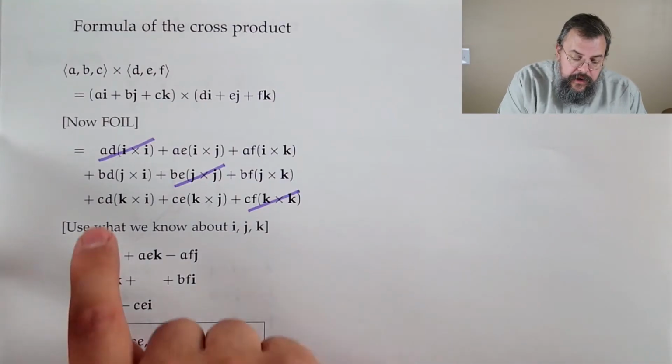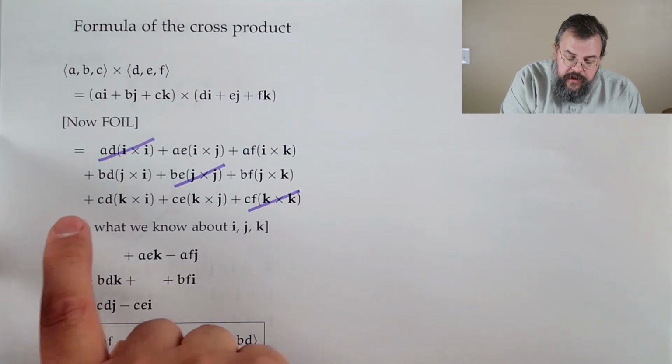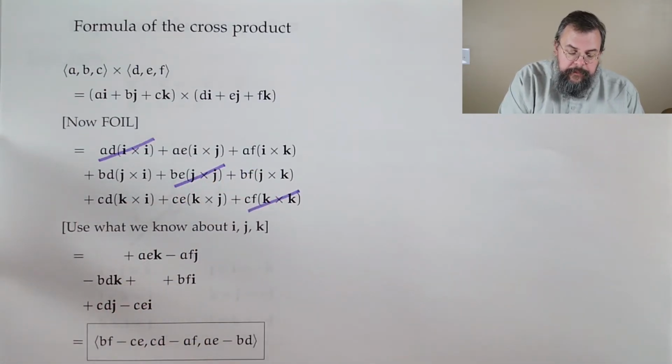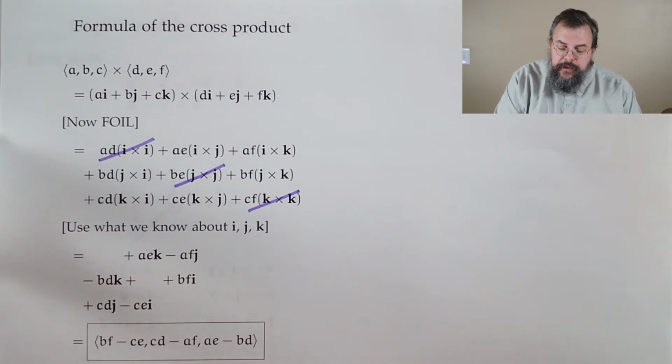So now we started by taking the cross product. We did our foiling, used what we know about i, j, and k, and we get down to some nice combination, and then we just group. We say, okay, where are things with an i?